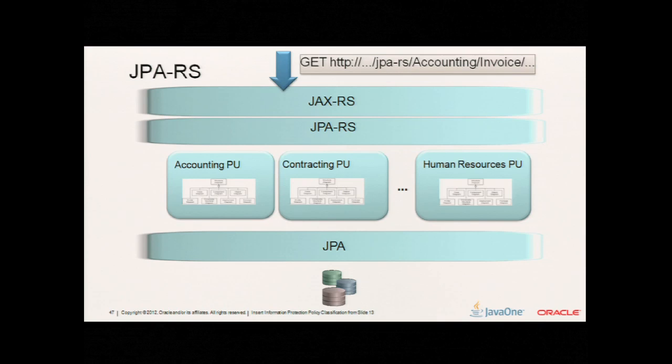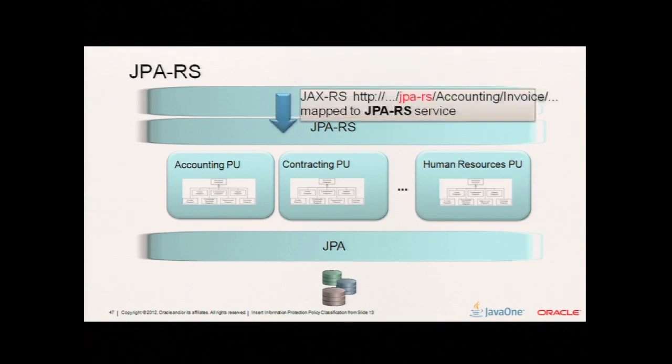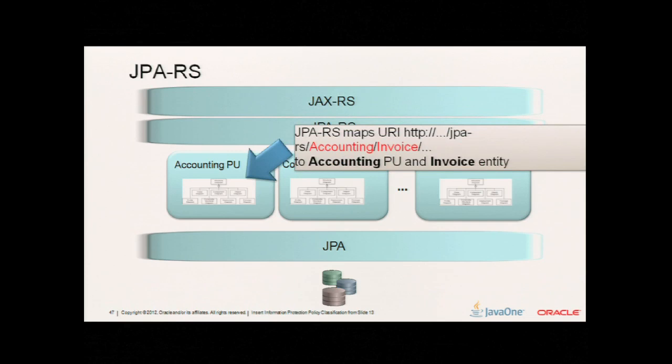So now my get comes in, JAXRS hands it off to the JPA-RS layer. Now I have this additional root in my URI. The persistence unit name is the next piece, accounting. I want to talk to the invoice and do a given operation. The JPA-RS layer looks up the right persistence unit, converts all the input parameters that we need to run the operation, executes it through the persistence unit, gets back the result, and automates the return of that result to the client in the format they requested.